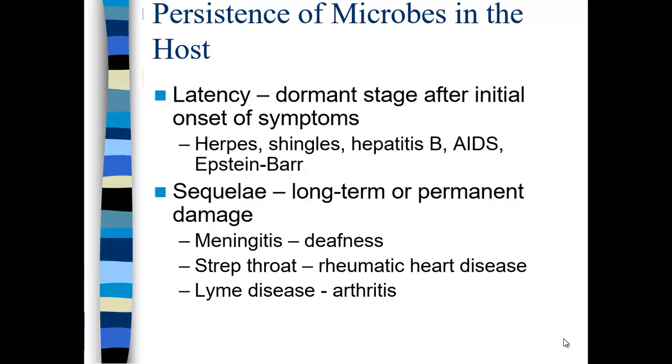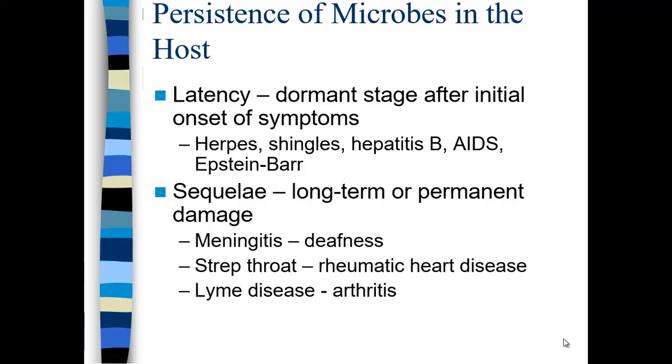So if you look at the persistence of microbes, the first stage is latency, and that's just a dormant stage after the initial onset of symptoms. And there are a lot of, especially viruses, that can go dormant after the first sign of symptoms, like the herpes virus, shingles virus, hepatitis B, HIV AIDS, and Epstein-Barr will all become latent. They become latent viruses. Some are retroviruses, so they can integrate directly into the genome. Some are just merely latent viruses, and they'll go latent and stay in the cytoplasm of cells.